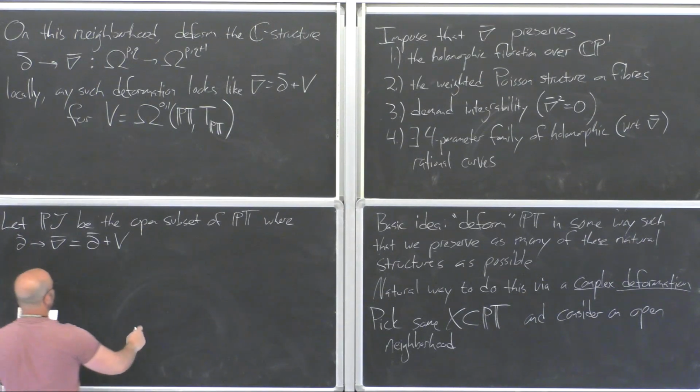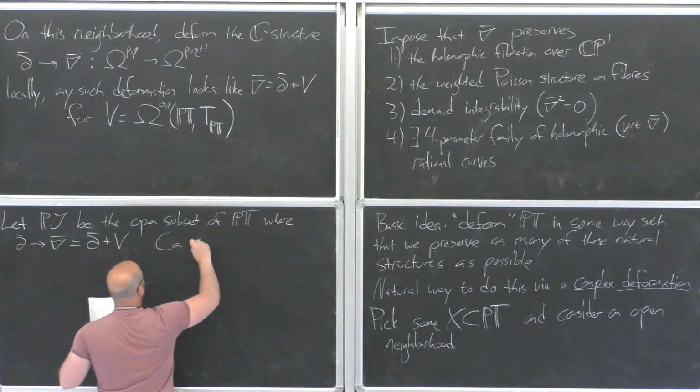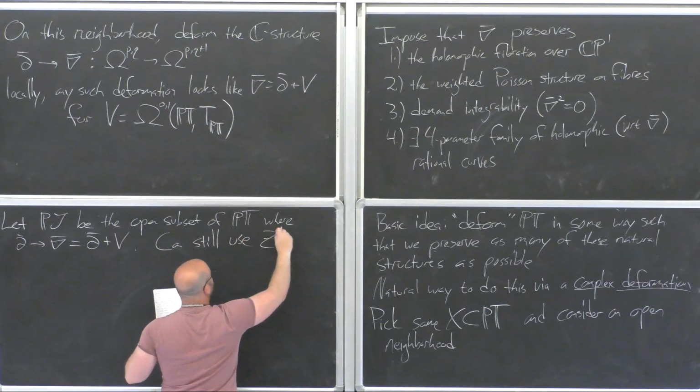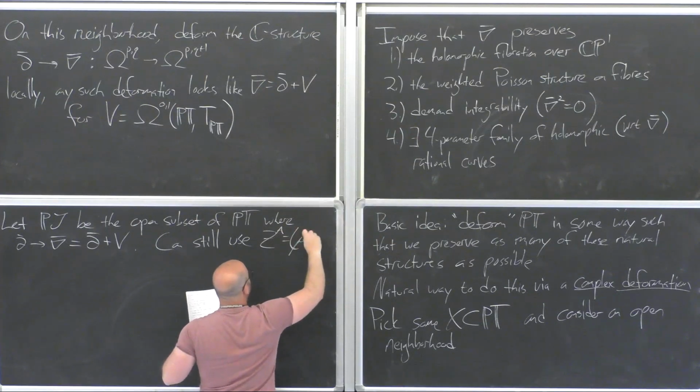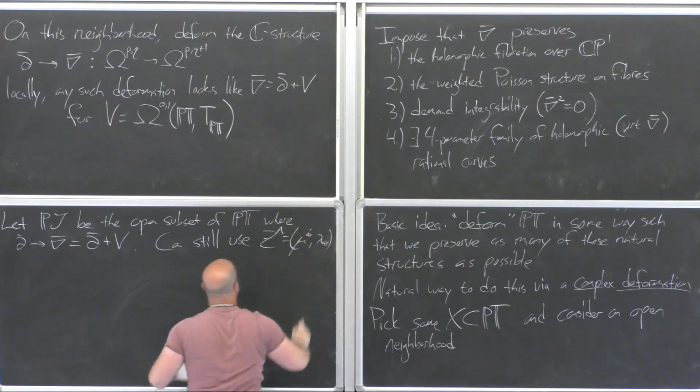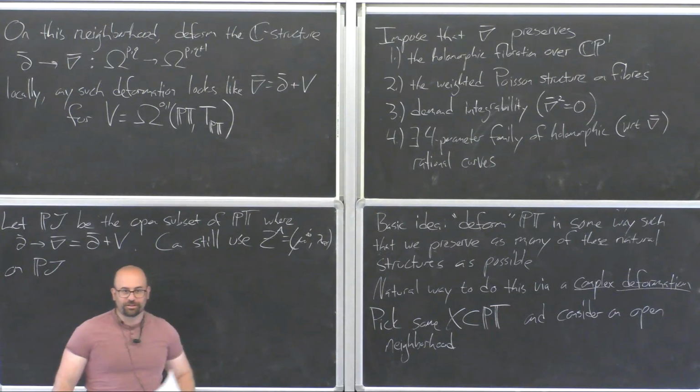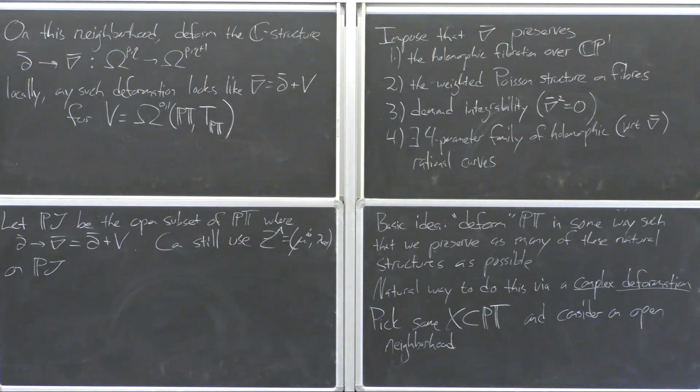So we can still use homogeneous coordinates Z^A equal to (mu^alpha-dot, lambda_alpha) on PT, our deformed twistor space. But these don't need to be holomorphic coordinates anymore. Right? They were holomorphic with respect to d bar. They might not be holomorphic with respect to nabla bar. Okay?